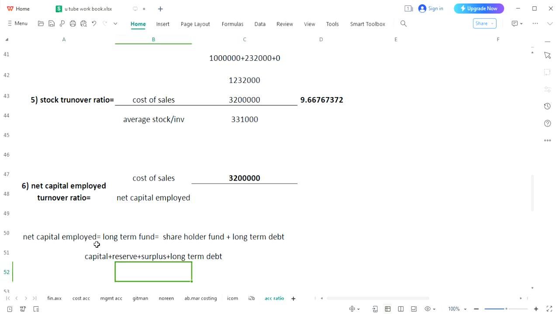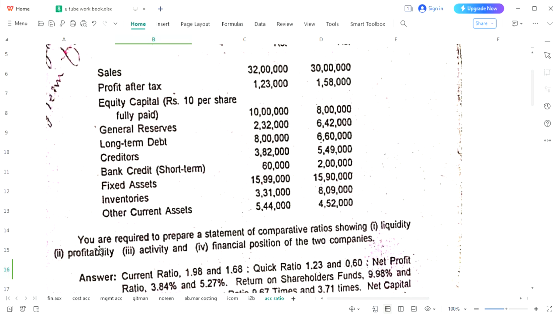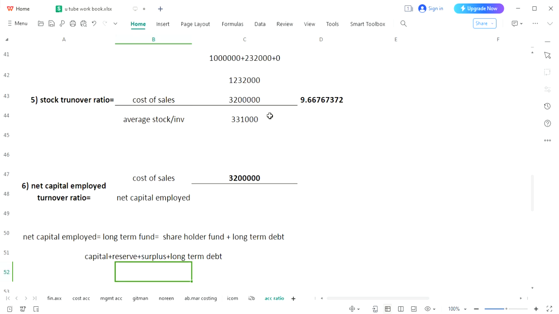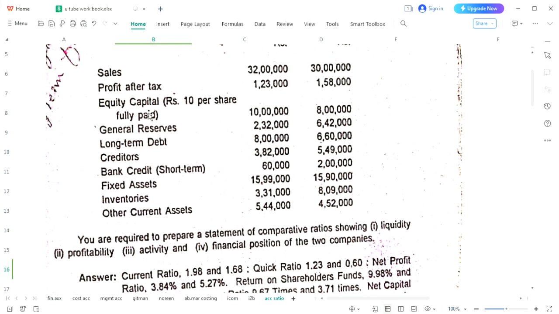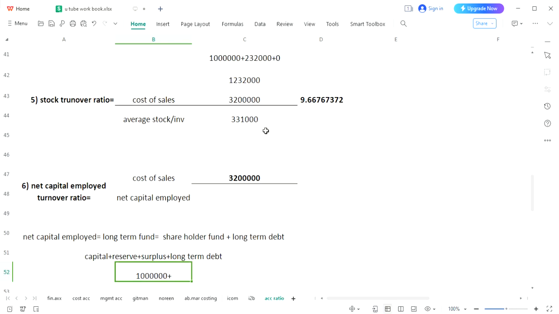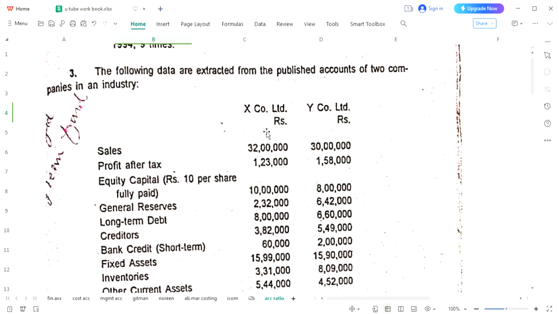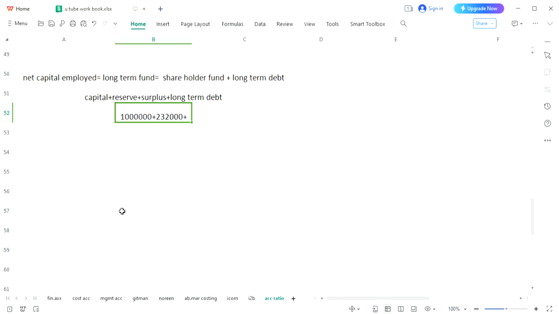For that, what elements do we need? First of all, capital. Let's get back, and you can see that this is your capital, 1 million or 10 lakh. Write down. And then you need to add reserve. Here in your question, reserve is 232,000. Write down 232,000. Then you need to add surplus.